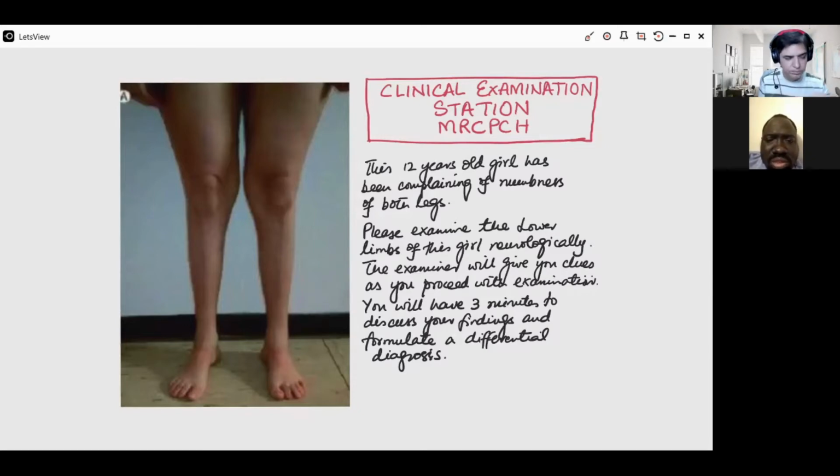What else? Yeah, she appears to have genu valgum. Okay, you're saying genu valgum. Fine, that's it. That's the only thing I can see to refer. What else would you like to do in the inspection part?